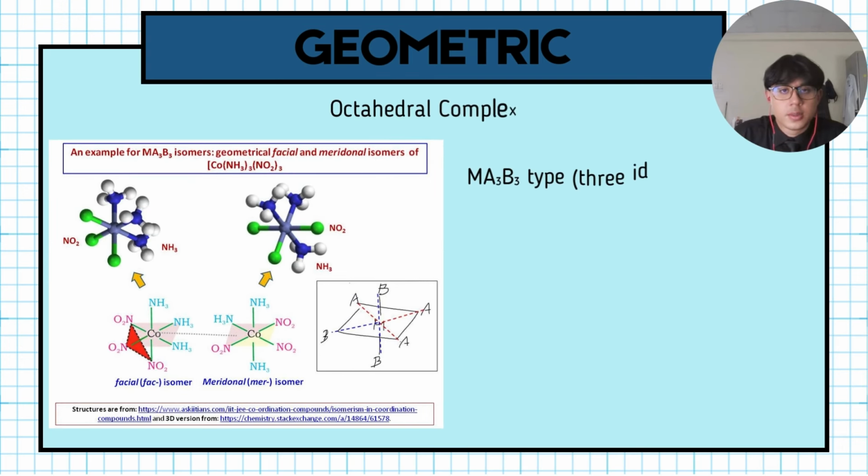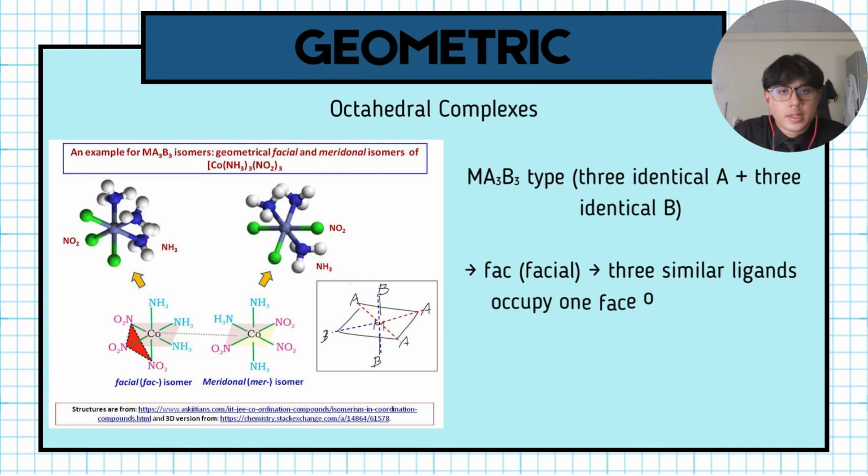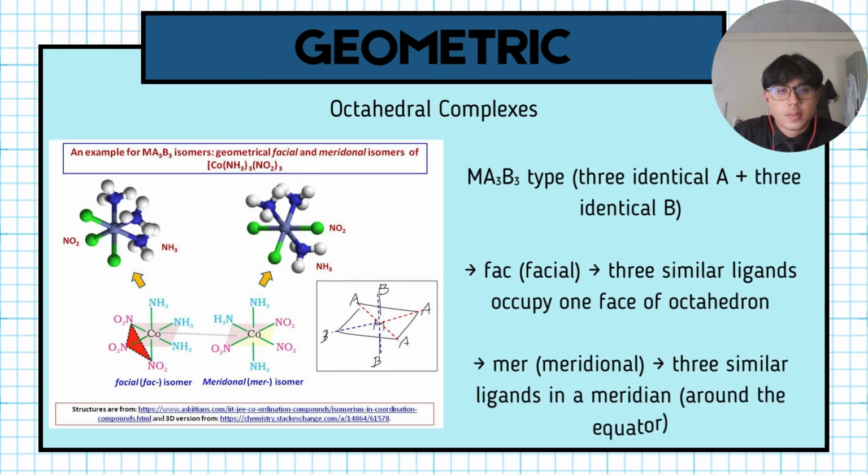Now for the next geometry, we have octahedral complexes of the MA3B3 type, which are 3 identical A plus 3 identical B, which can be FAC or MER. For FAC, which is facial, the 3 similar ligands occupy one face of the octahedron. And for MER, which is meridional, the 3 similar ligands lie in a meridian around the equator.